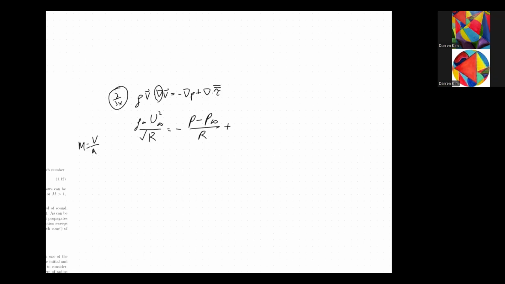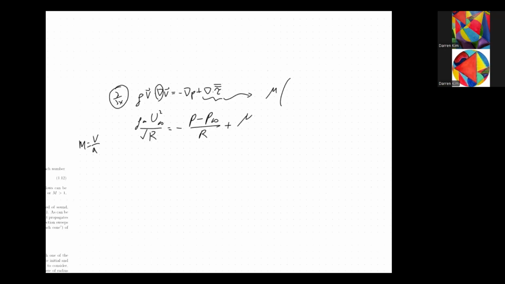I don't know actually this one. I know it has to be mu, then we have a second derivative, so it has to be r squared over here, and it has to be velocity, so it's u infinity. Okay, there you go. That should be it.